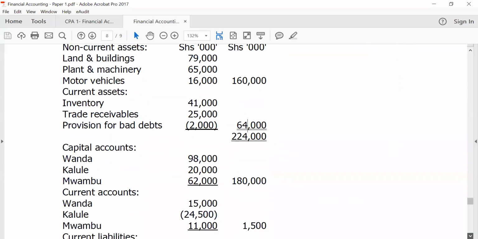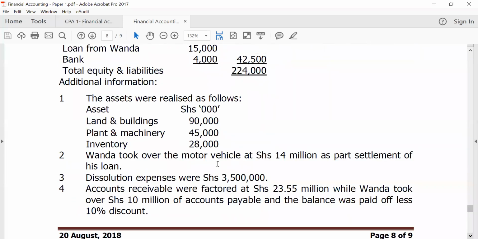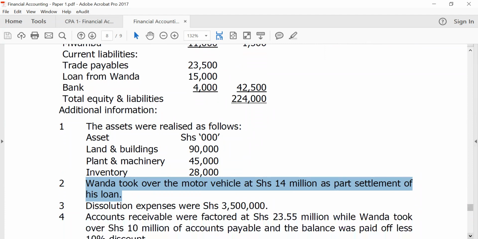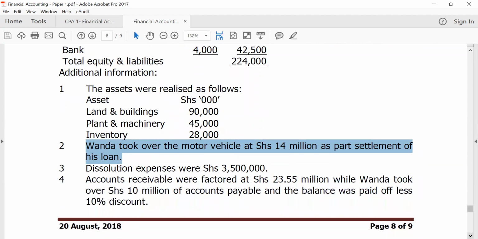But one thing that you need to understand is this information is very important, the additional information, before you can make some of the decisions. For example, in this case, we can see they're telling us that one partner took over a motor vehicle at 14 million as part settlement of the loan. So we had the loan of 15 and somebody took a motor vehicle at 14. So ideally there is 1 million that's remaining, but we're going to see how to cater for that.